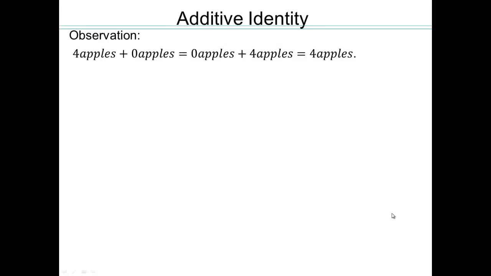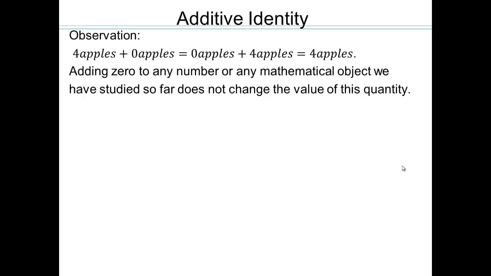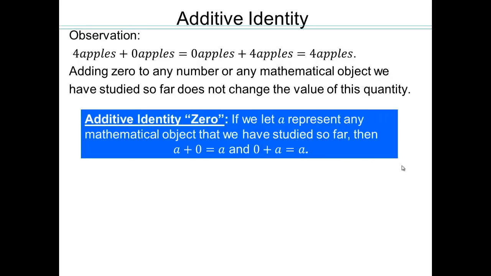All right, let's take a look at additive identity. Well, let's just consider 0 apples and see how they interact with the 4 apples. If you add 0 apples to the existing collection of 4 apples, or if you add 4 apples to 0 apples, you end up with 4 apples, which means that if you add a 0 to any number or any mathematical object for that matter, then what happens? The quantity does not change.